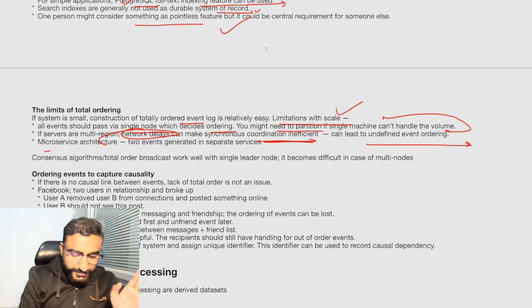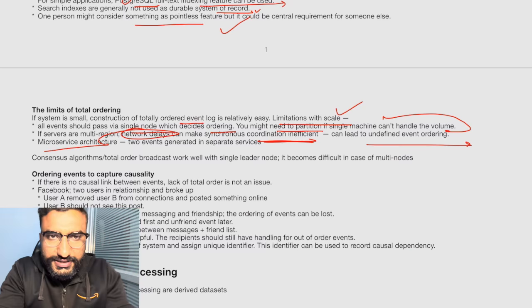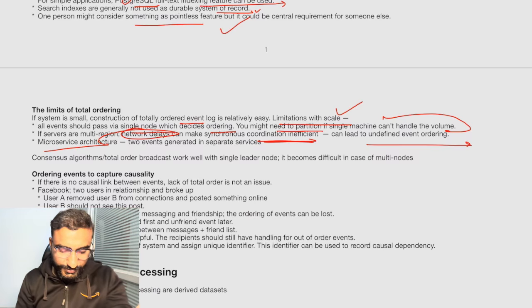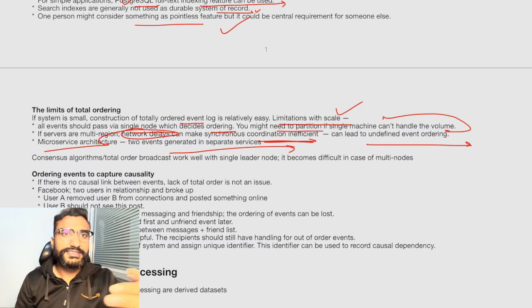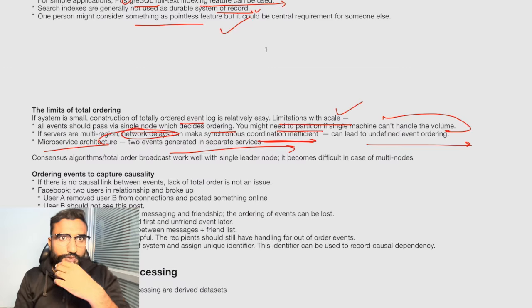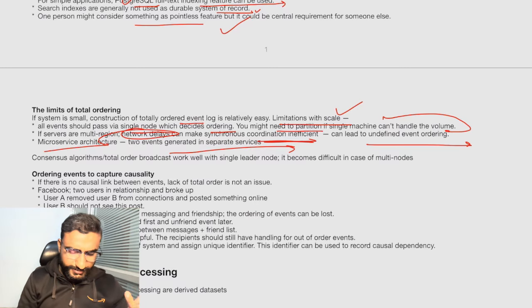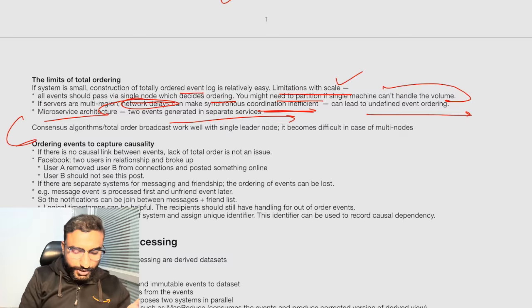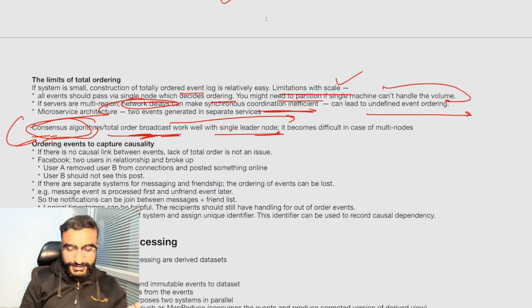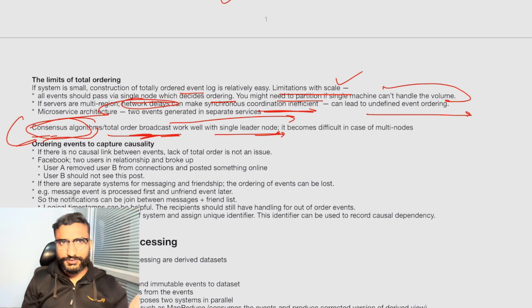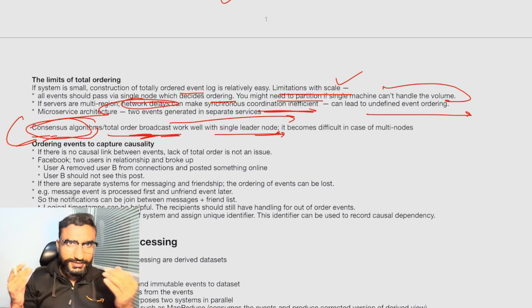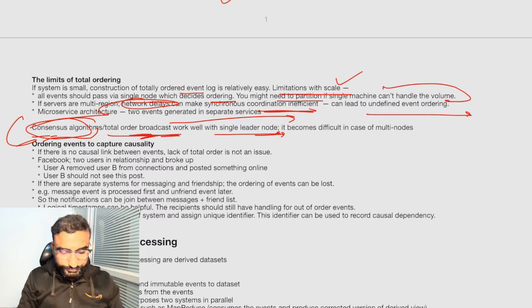Cool. In case of microservice architecture, let's say you have multiple services. It can very well happen that two events are generated by separate services, and then it's hard to figure out the actual order of those events. So that's another problem. So how do you try to achieve it? Well, you can use consensus algorithms, but both the consensus algorithms as well as total order broadcast work well with a single leader node. It becomes really difficult if there are multiple nodes, either in the same region or multiple regions. It definitely becomes difficult in those scenarios.